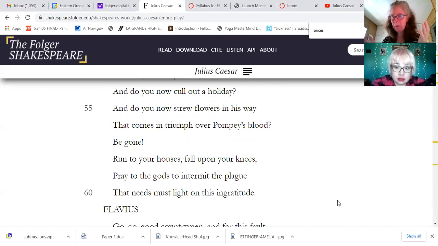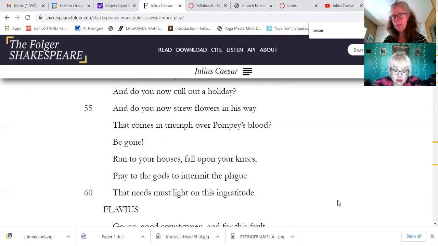So we have these working class people that are parading through the streets, and we have these senators that are calling them out, right? Sort of pulling them over to the side and saying, "Why are you doing this? What do you hear? Why aren't you at work?" So the tensions in this scene have to do with the politics.